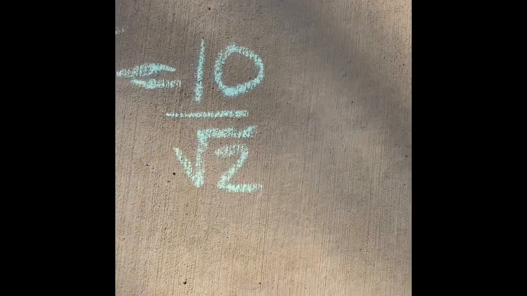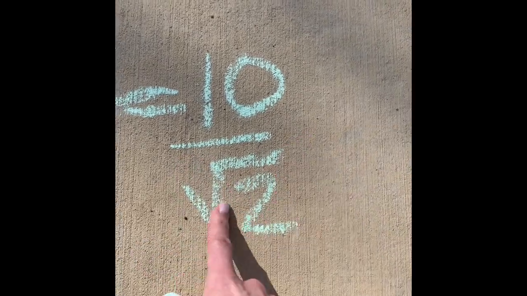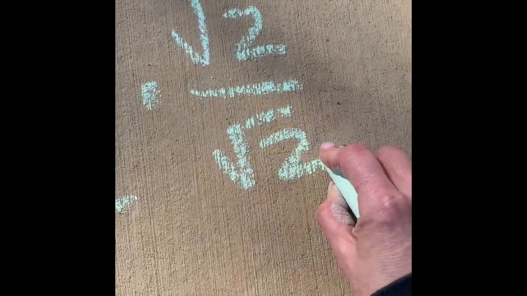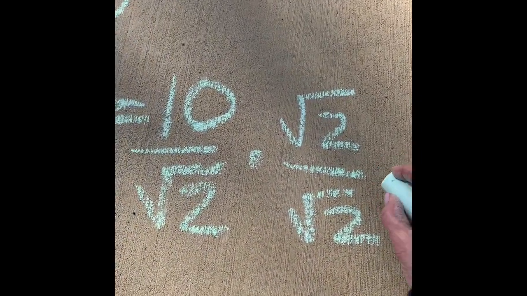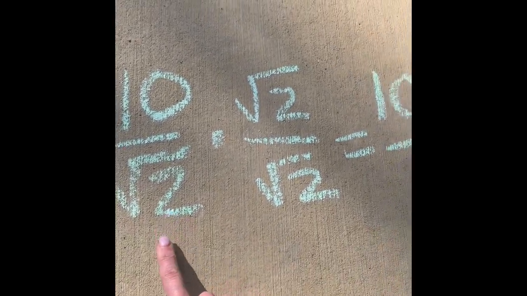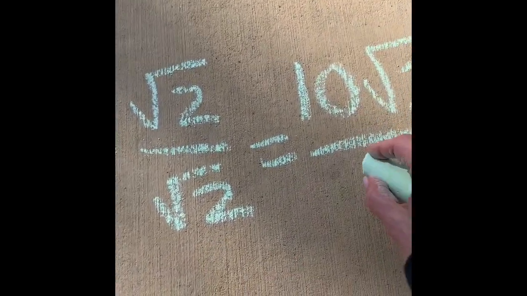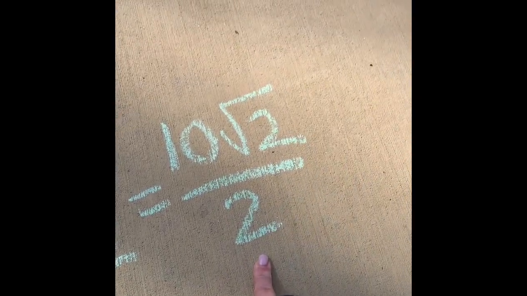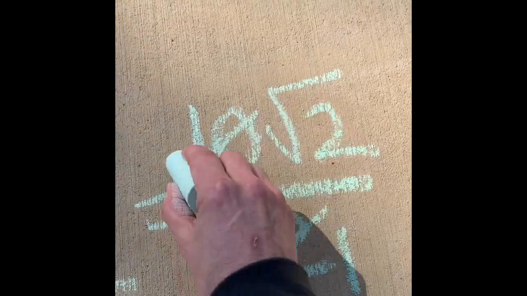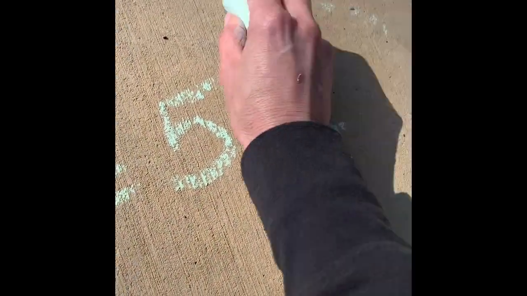Now you might think we're finished, but we have a problem. We cannot have a square root, a radical, in the denominator. So we have to multiply by square root of 2 over square root of 2. And how does that help? Because then you get 10 square root of 2 over square root of 2 times the square root of 2 is the square root of 4. The square root of 4 is 2. We cleared the radical. And then we just reduce. 2 goes into 2 once, 2 goes into 10 5 times. So our answer is 5 square root of 2.